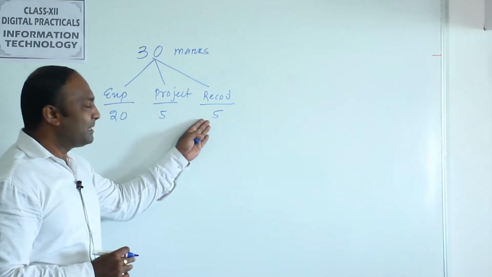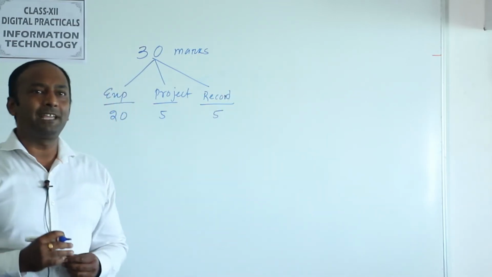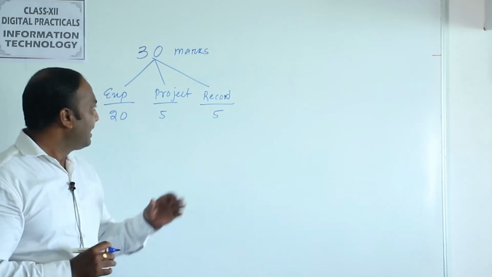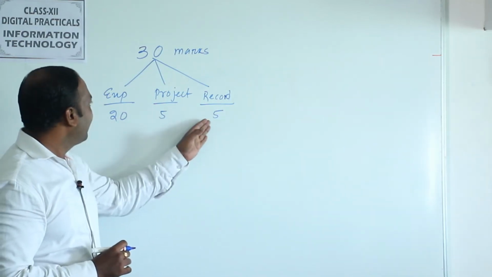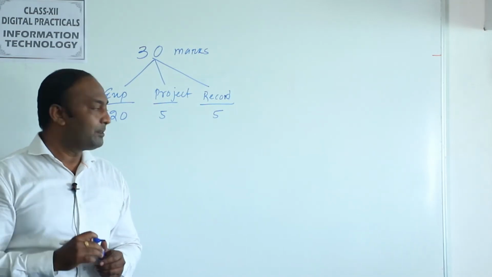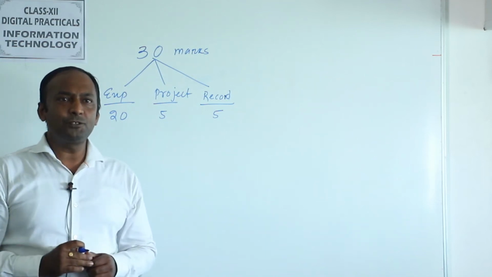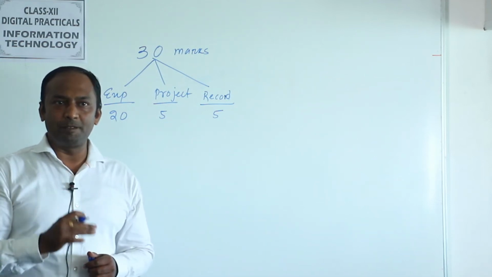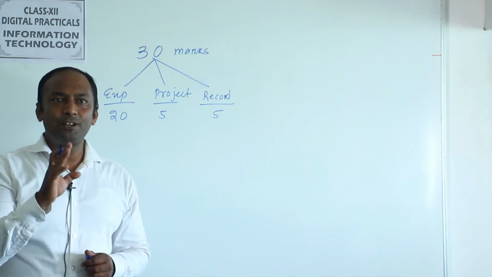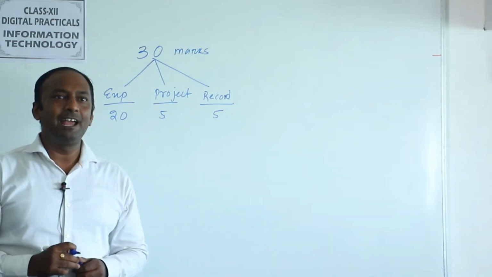The project is basically on Java, MySQL and HTML programming, and the record you have to maintain, a minimum of 15 to 16 records are maintained. The total experiments we are going to conduct today are 12 experiments, out of which 4 experiments are in Java, 4 experiments are in HTML and 4 experiments are in MySQL.